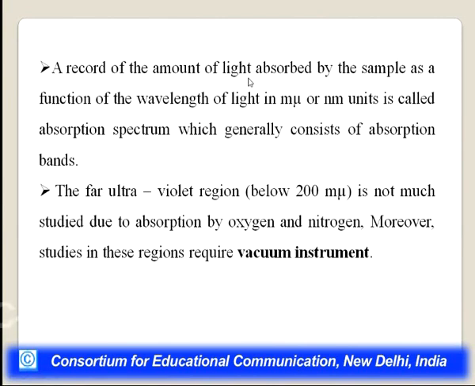A record of the amount of light absorbed by the sample as a function of wavelength of light, in millimicron or nanometer units, is called an absorption spectrum, which generally consists of absorption bands. The far UV region below 200 millimicron is not much studied. Why is it so? Because this region itself is absorbed by oxygen and nitrogen. Moreover, studies in this region require a vacuum instrument.